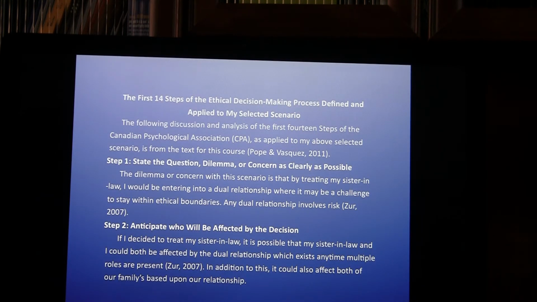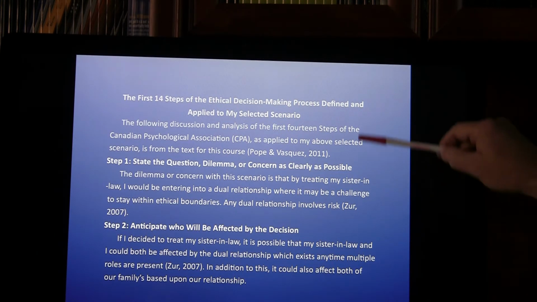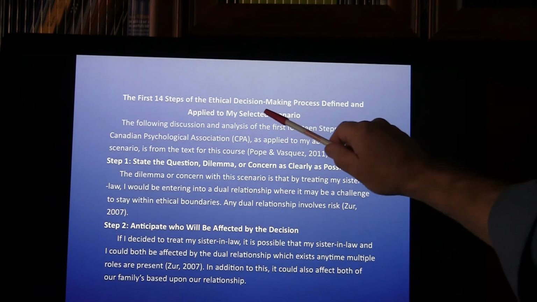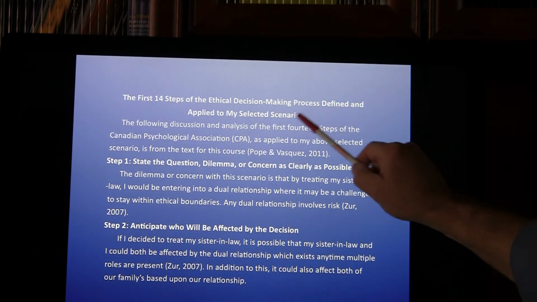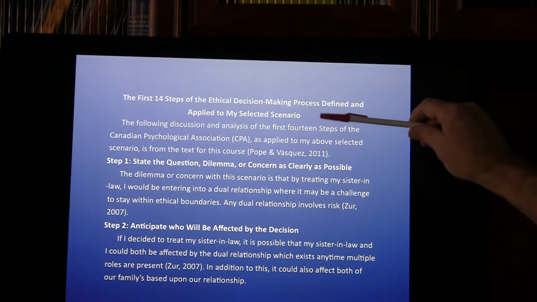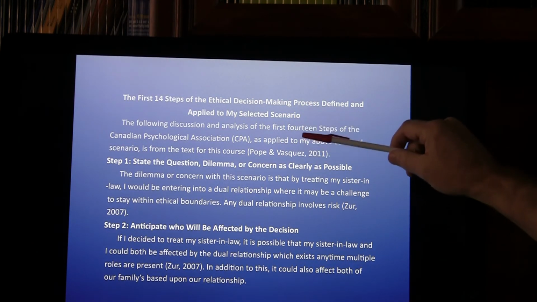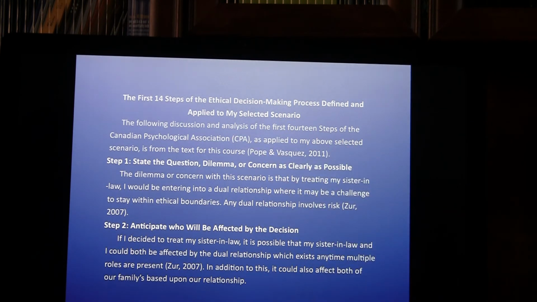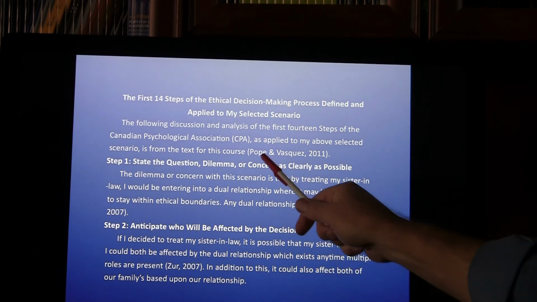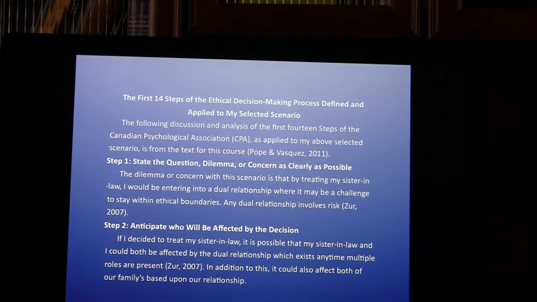this is a level 1 heading and demonstrates level 2 headings underneath from the Psych 545 course, the ethics course. The level 1 heading states, the first 14 steps of the ethical decision-making process defined and applied to my selected scenario. Then there's an introductory paragraph that reads, the following discussion and analysis of the first 14 steps of the Canadian Psychological Association as applied to my above selected scenario is from the text for this course, and then I have the appropriately documented in-text reference using APA format. We'll get back to APA format in subsequent videos.